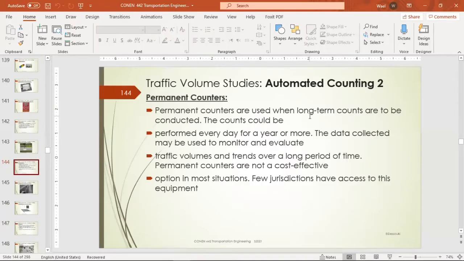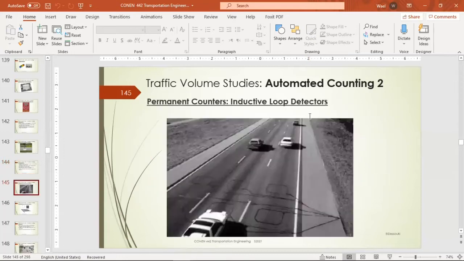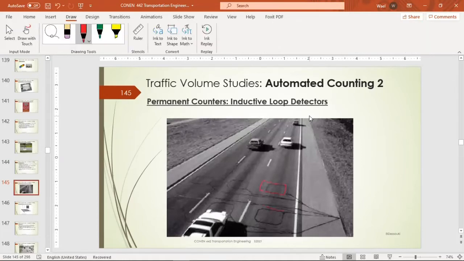Back to the automated counting. There are the permanent counters, and these are stationary. These are placed at specific locations on the highway, and these are the ones that we use to calculate or count the average daily traffic volumes. Usually they take this shape. As you can see, we have loop detectors here, and in each lane there are two loops. Basically, we take advantage of this in counting not just the volume, but also the speed of the traffic.